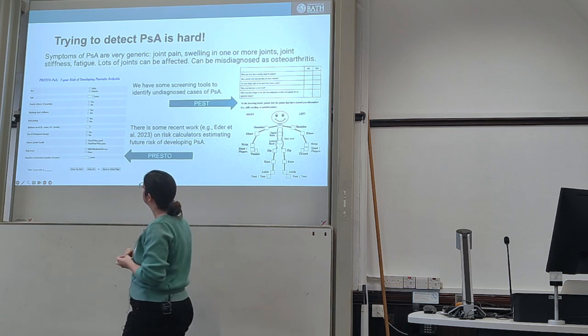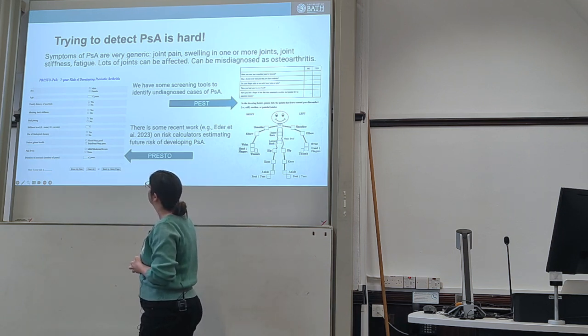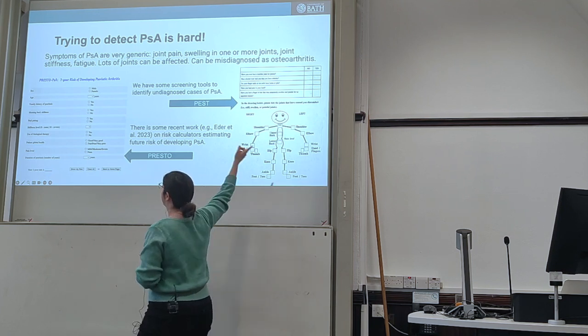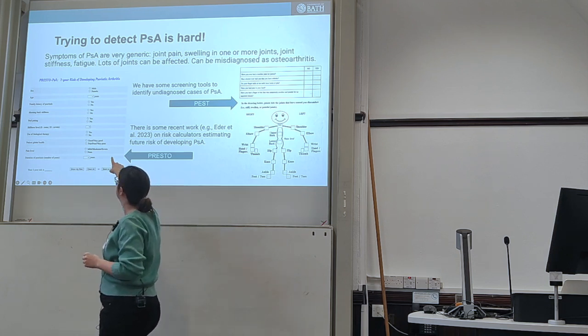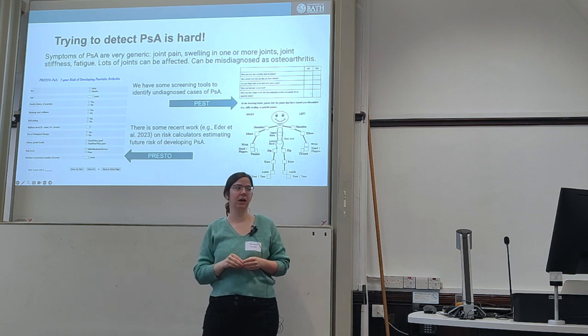These are, again, some questions that are pretty easy for a primary care physician to ask. Do you have a family history? Do you have back stiffness? Again, nail pitting, which we see over there. Use of biological therapy, that would be an indicator of more severe psoriasis.